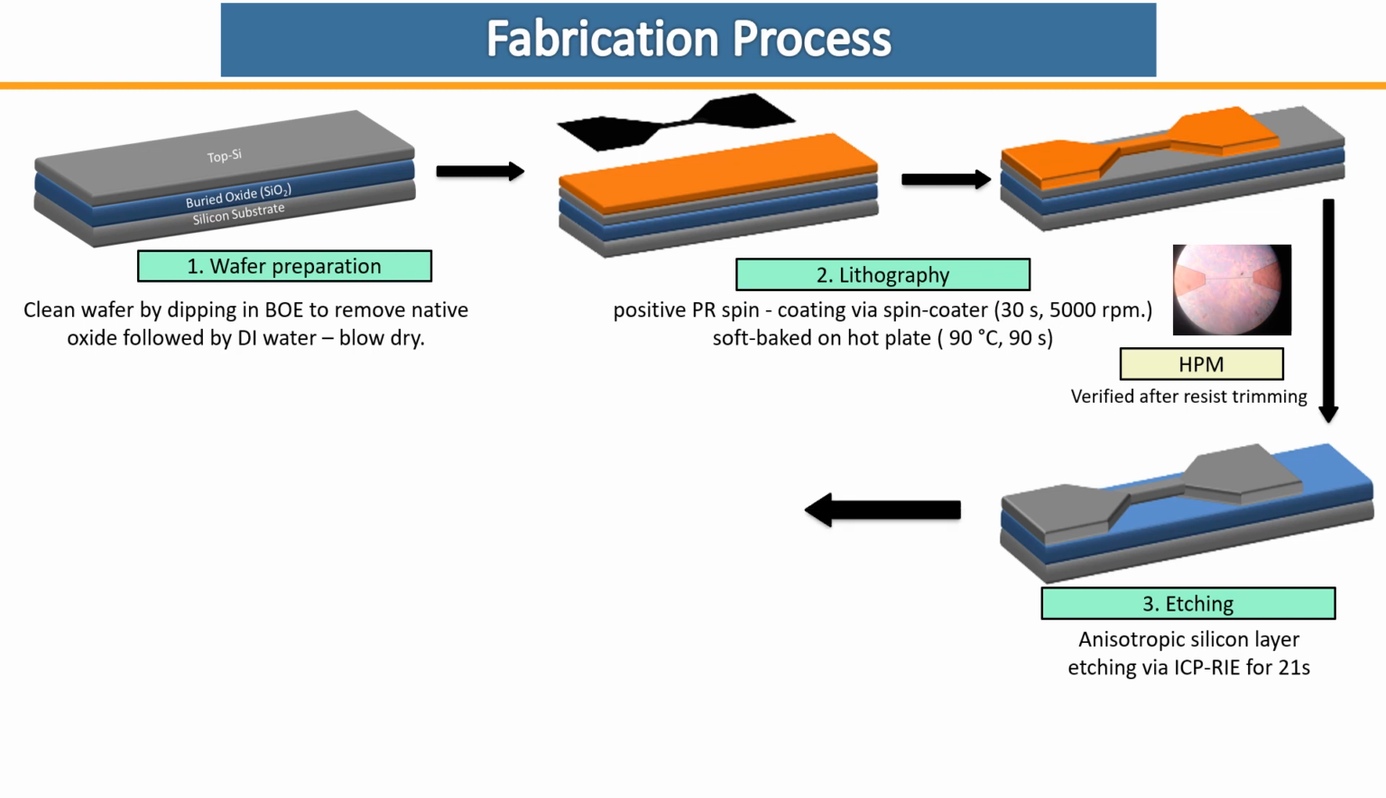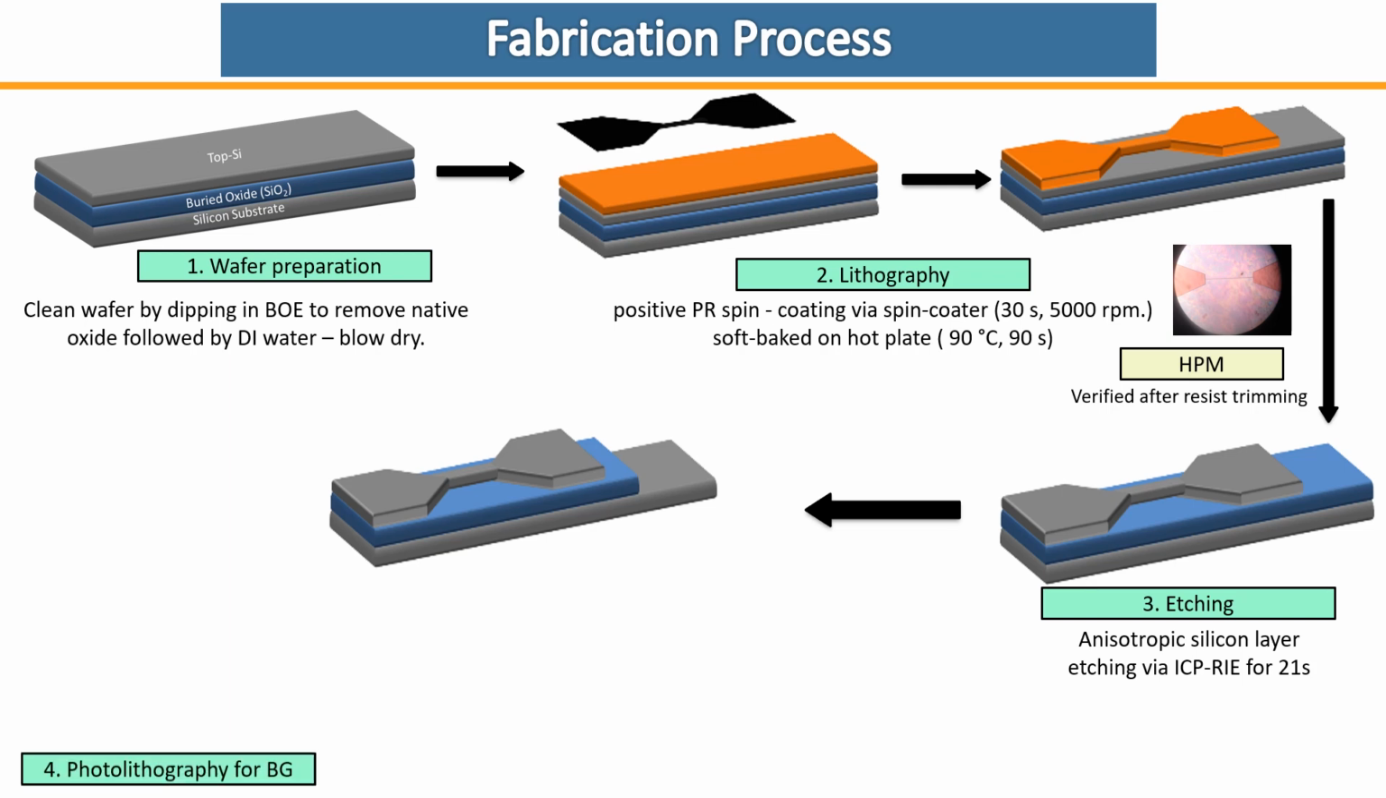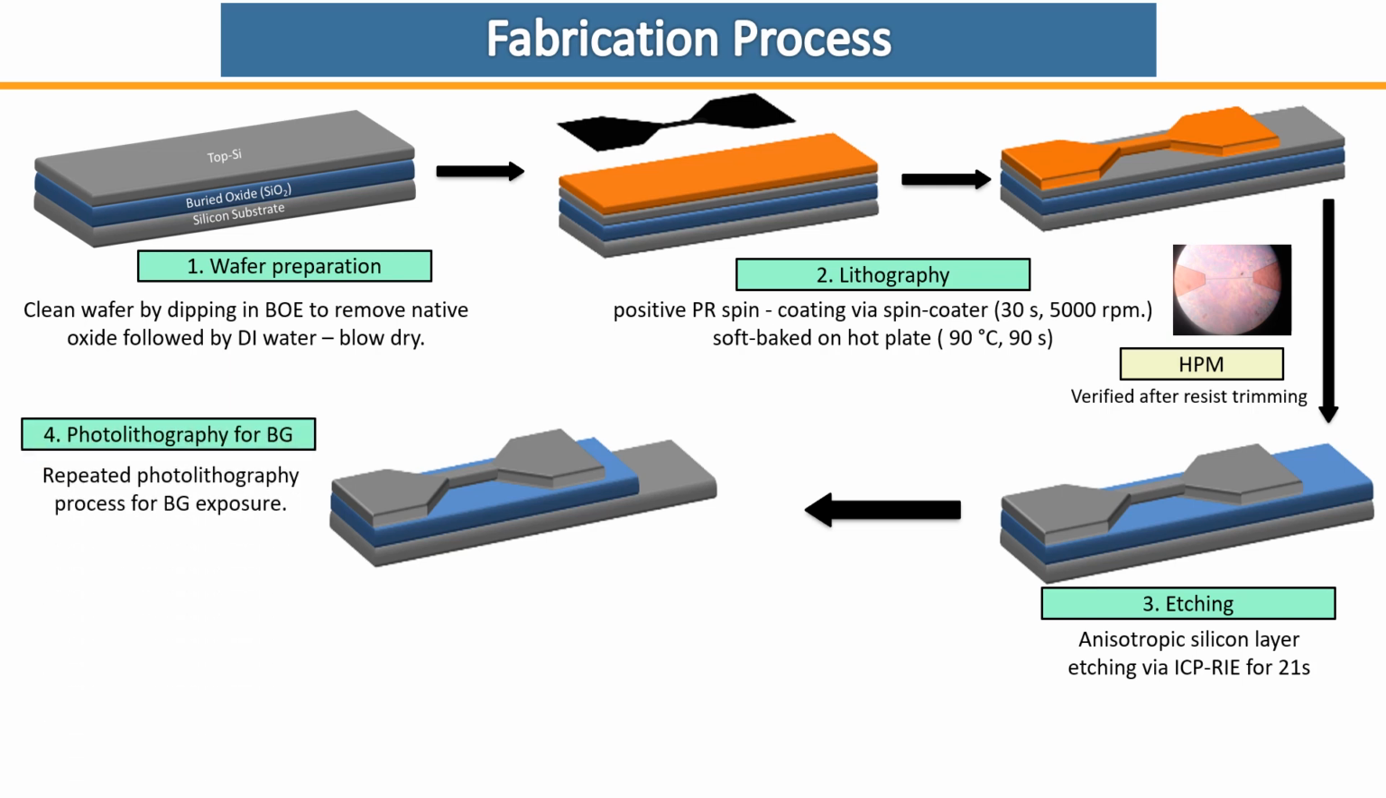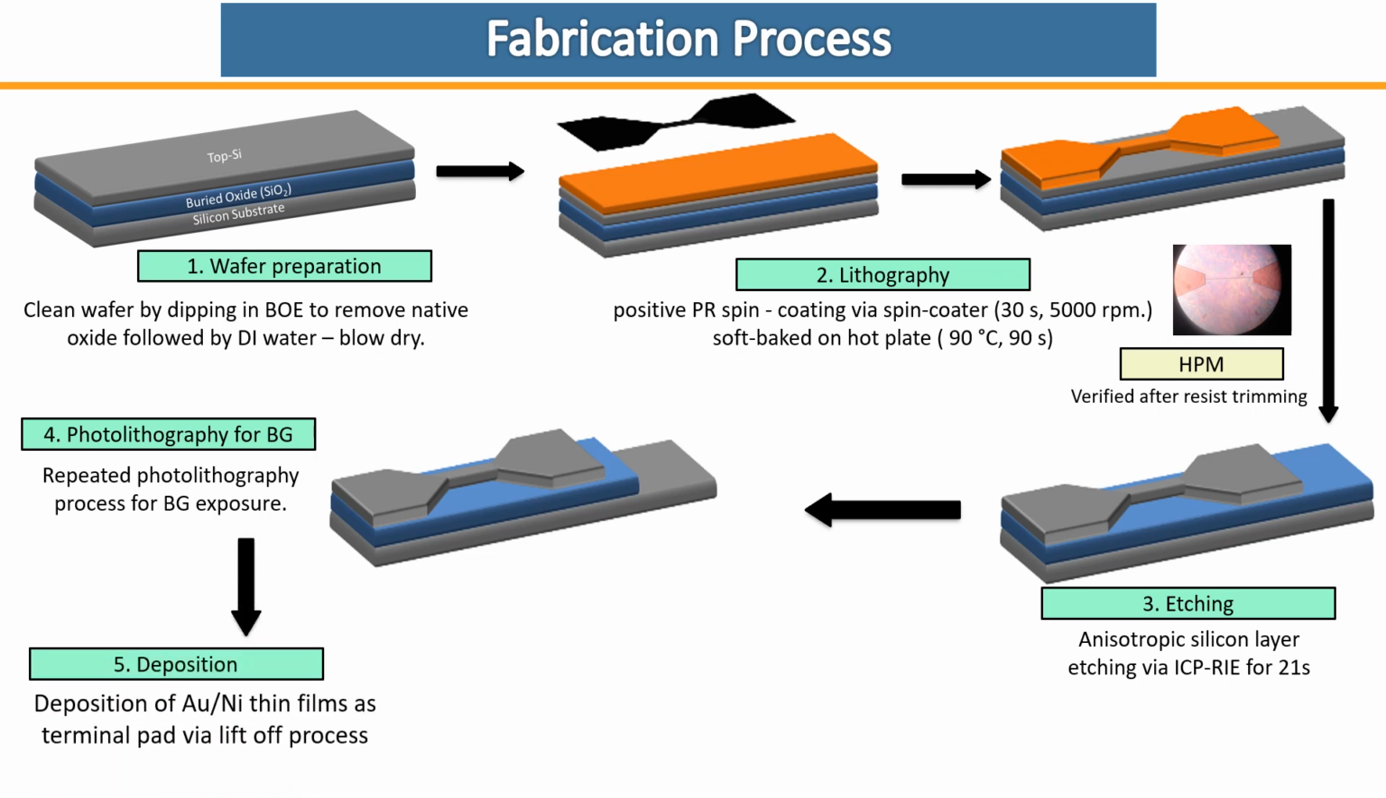And then the last photolithography process, which is similar to the previous process, was done in order to create the backgate exposure of the silicon nanowire field effect transistor. The backgate etching process was conducted to remove the unwanted BOX layer via BOE for 150 seconds. And then a thin film of nickel as an additional layer and gold as the terminal pad were next deposited on the sample's surface through the thermal evaporator.